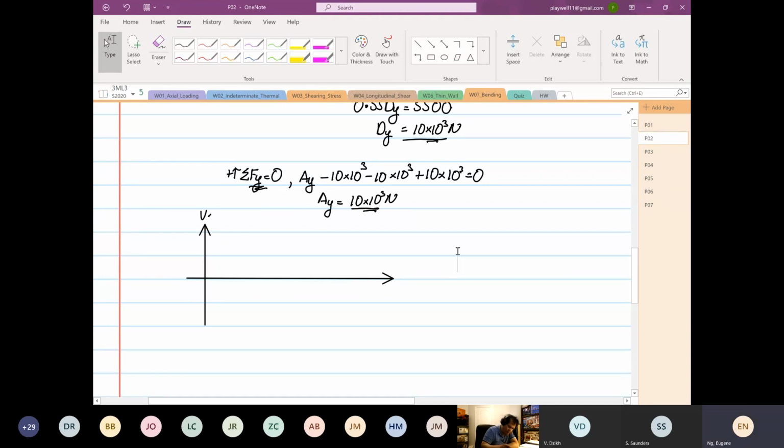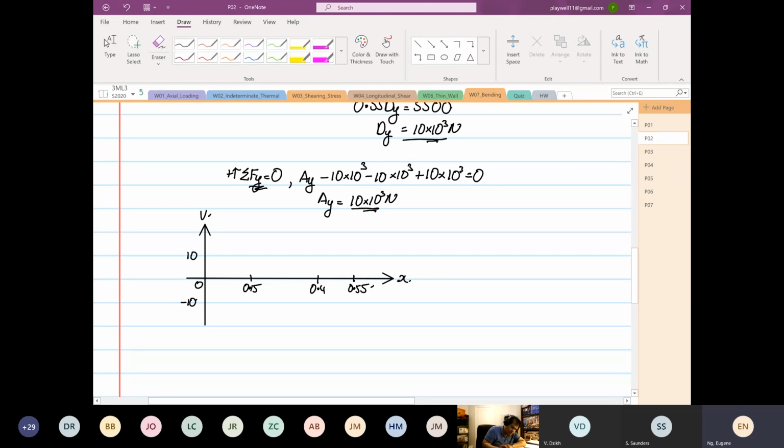So this will be your X. So this is 0, then you have 0.15, then 0.15, 0.4, and then you have your 0.55. So you have your 10 over here, and here is minus 10.